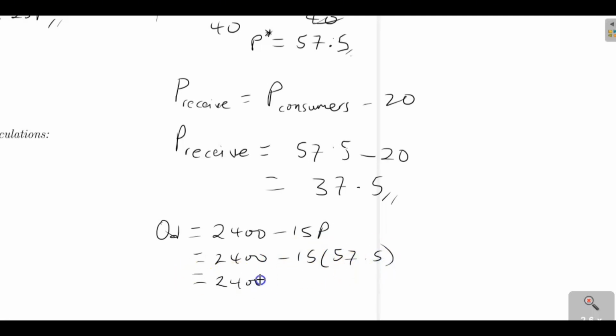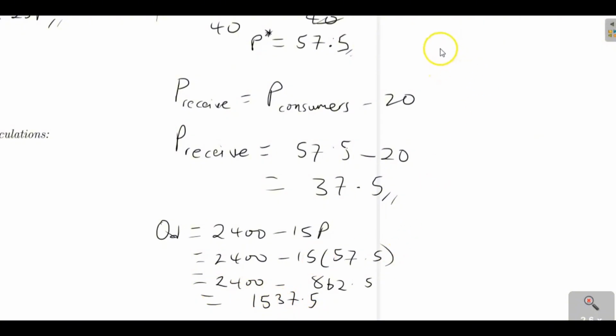So solving this equation, we have 2,400 minus, now what is 15 times 57.5? That is 862.5. And the question becomes, what is 2,400 minus 862.5? Let me use the calculator quickly to find that value. So minus 862.5, and that is going to be 1,537.5.